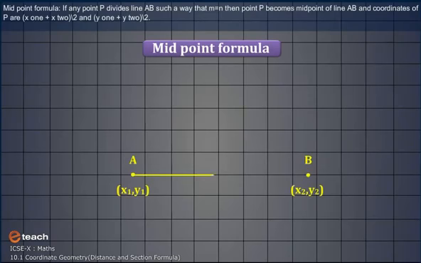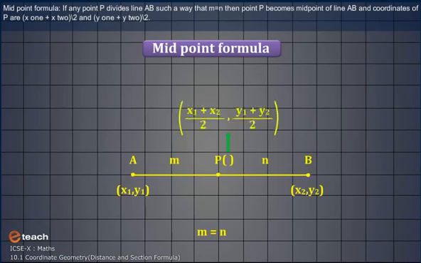Midpoint formula. If any point P divides line AB in such a way that m is equal to n, then point P becomes midpoint of line AB and coordinates of P are x1 plus x2 divided by 2 and y1 plus y2 divided by 2.